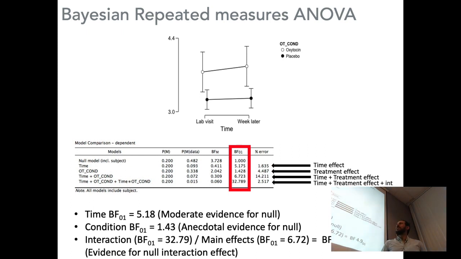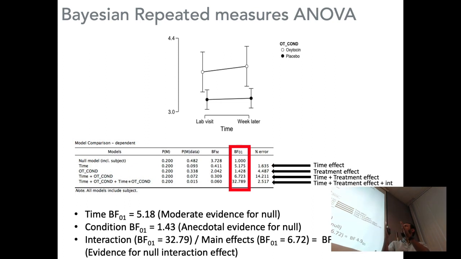The table in the output that it gives you is a little bit different, but essentially it breaks it down into each main effect. So here we can see, noticing that it's a BF01, so we're comparing the relative evidence for the null compared to the alternative.